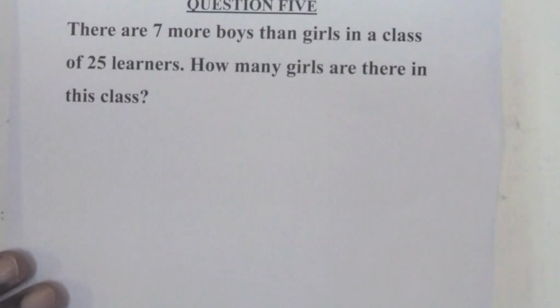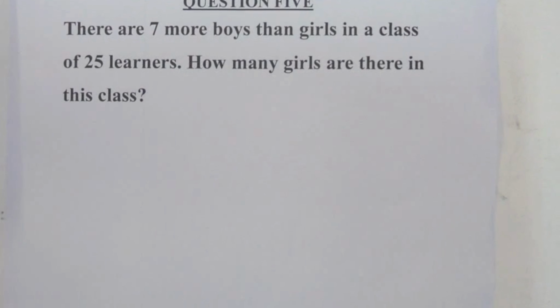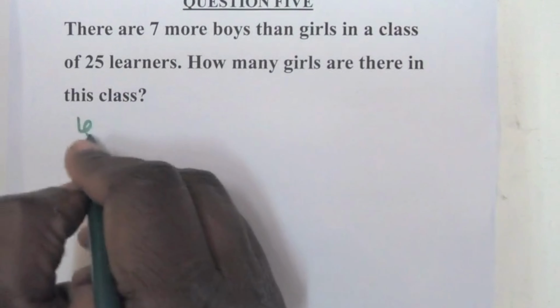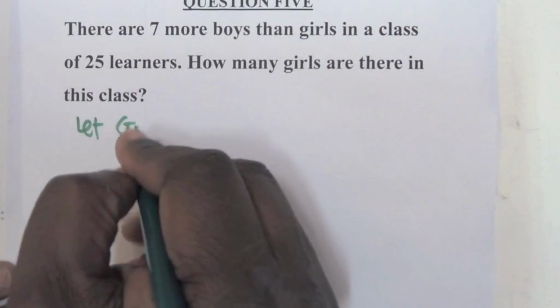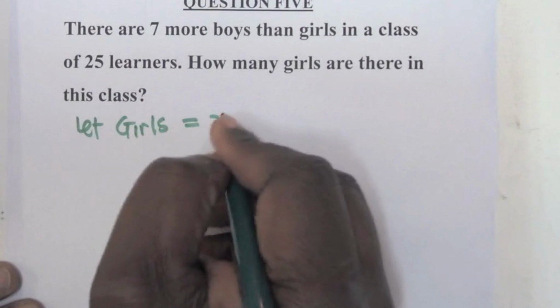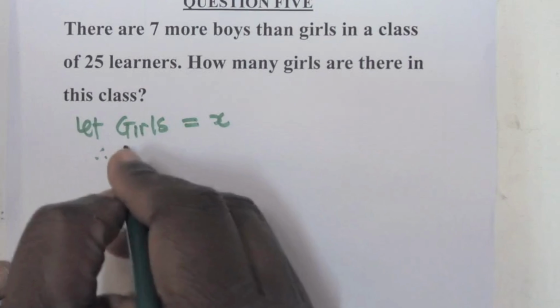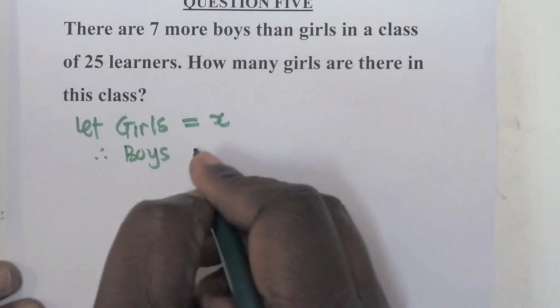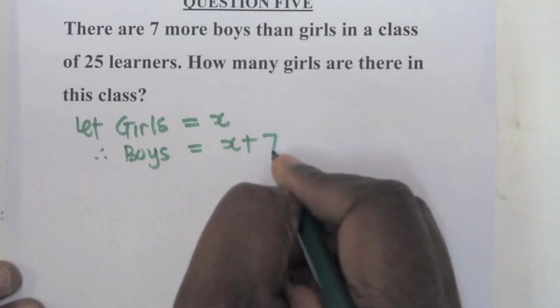Moving on to the next question. We can put it up here so that we can all see. It says here, there are 7 more boys than girls in a class of 25 learners. How many girls are there in the class? So I can begin by saying here, let girls equal to X. Therefore, the boys will be X plus 7.